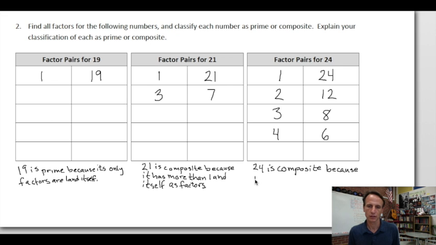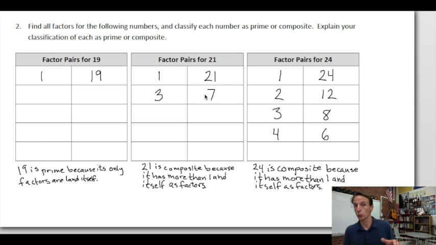Because it has more than 1 and itself as factors. And they gave you this one to show you that, hey, look, if it even has just one more factor pair, it's composite. Even if it has a bunch of factor pairs, it's composite. The only thing that makes it prime is when it's just 1 and itself. All right, so there's number 2. Hey, there's only 4 examples to do tonight, so let's go check out number 3.